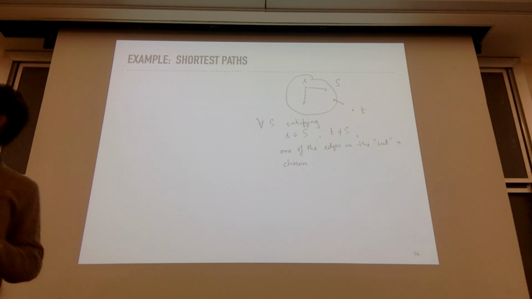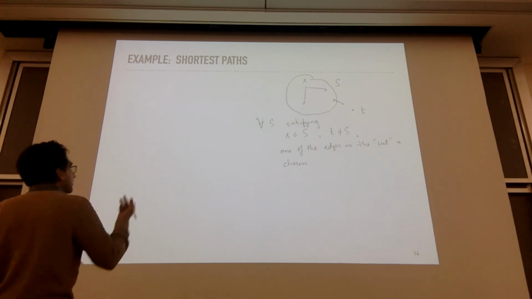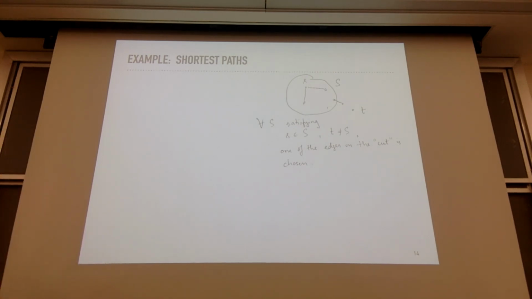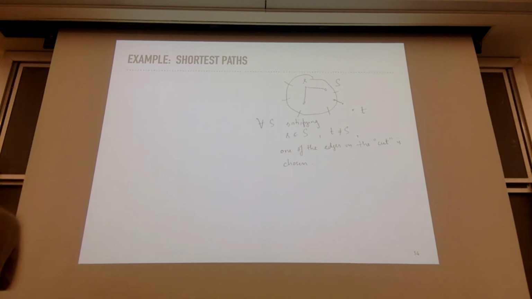Okay, so this is something you could write, right? Because for every S, you know which edges cross the cut. For every choice of capital S, you know exactly which edges cross the cut, and you just say the sum over all edges E belonging to the cut of S, x sub E, is bigger than or equal to 1. Okay, and this must be a valid solution. This must give you a path.